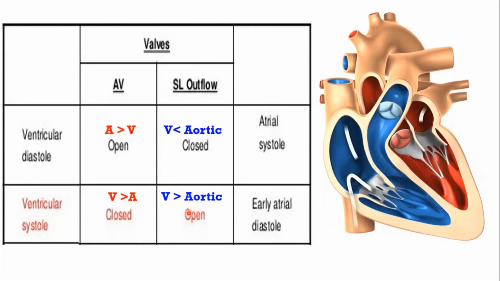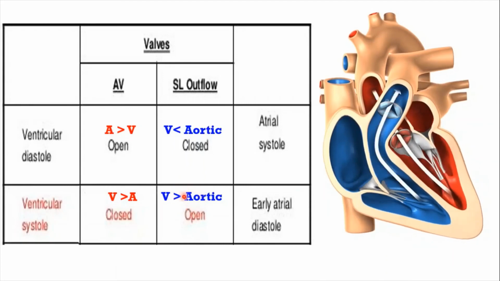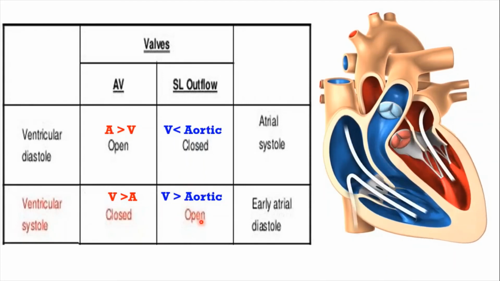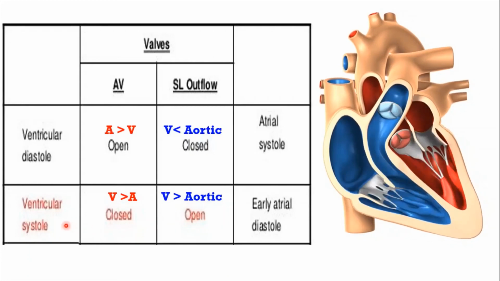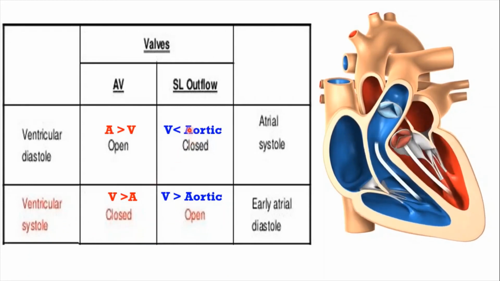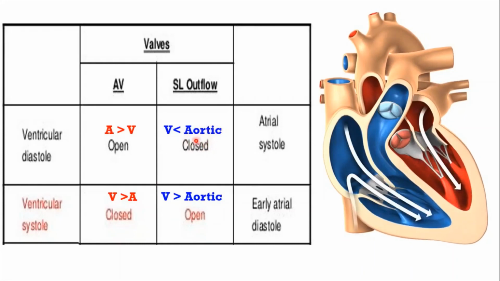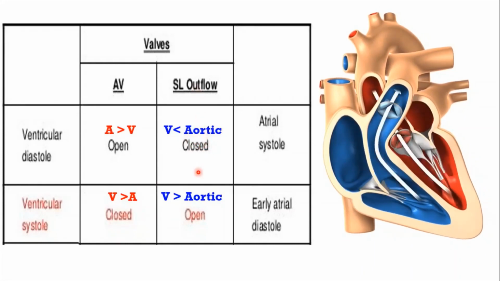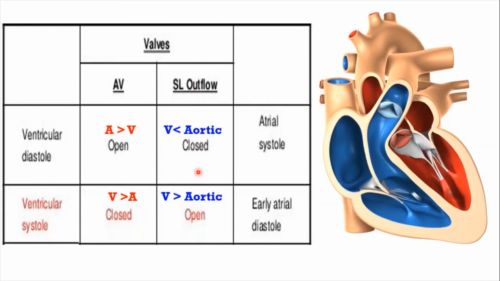When ventricular pressure is more than the pressure in aortic arches, the semilunar valves open. This also happens during ventricular systole. When ventricular pressure is less than the pressure in aortic arches, the semilunar valves are closed. This is about the opening and closure of the valves.